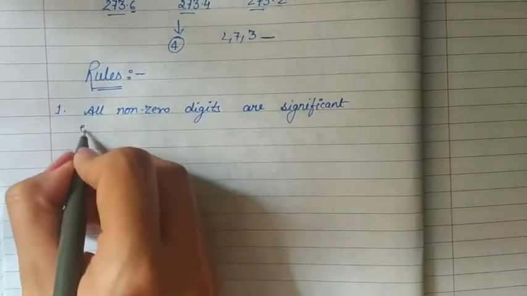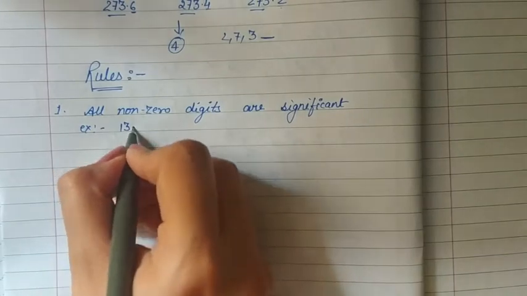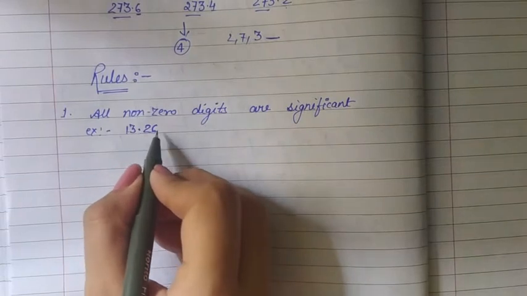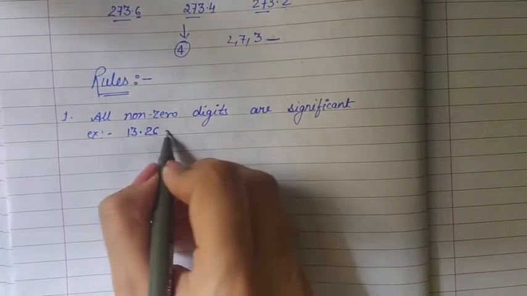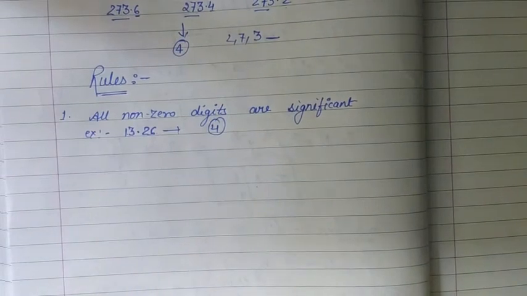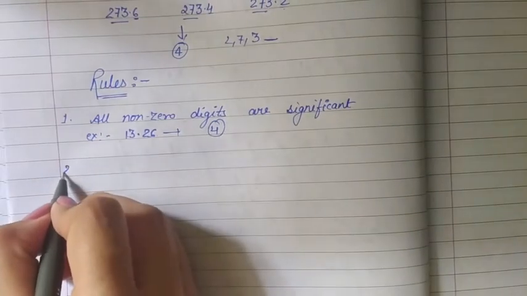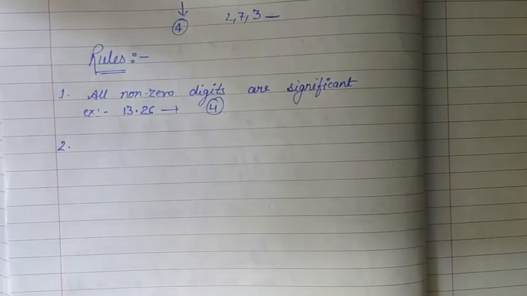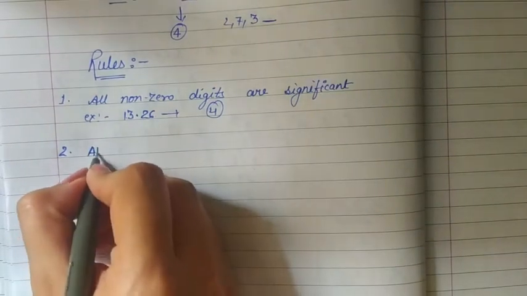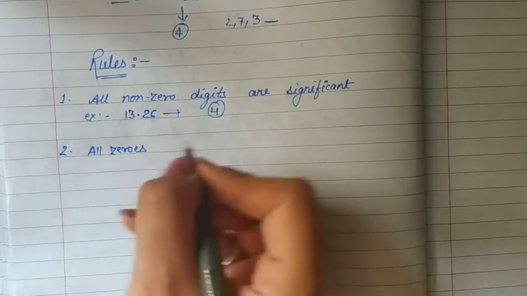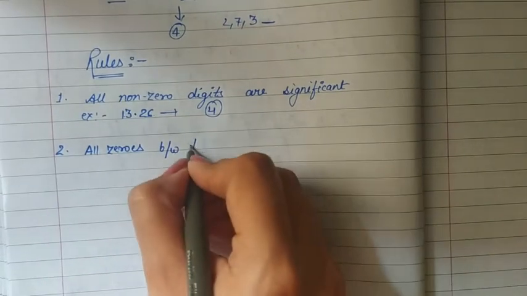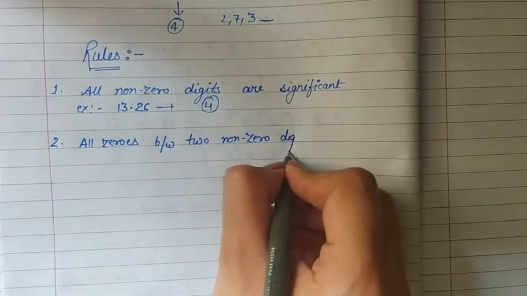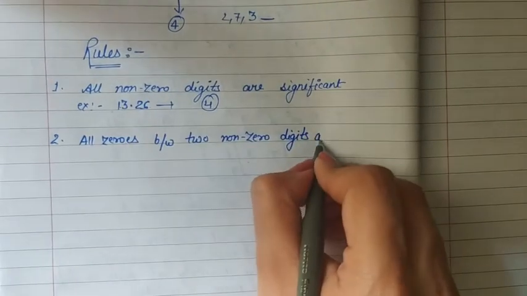For example, if we have the number 13.26, in the number 13.26 we have 1, 2, 3, 4 digits. So there are 4 significant digits, right? Second rule, all zeros between two non-zero digits are significant. All zeros in the number that come between two non-zero digits are significant.